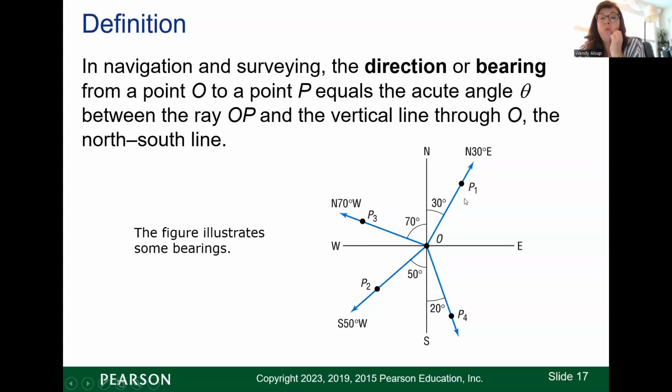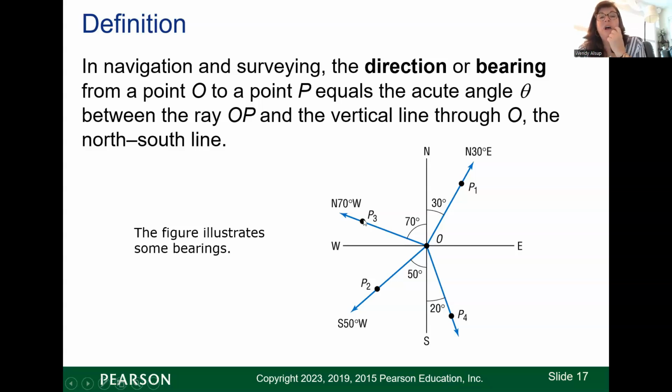Look here at OP1. If I'm going to describe the bearing, the direction from O to P1, I'm going to use the acute angle, the smaller of the two angles. I'm going to use the 30, not the 60 that would go down the east. I'm going to use the 30 that goes toward the north, and this would be north 30 degrees east, because you're closer to the north.